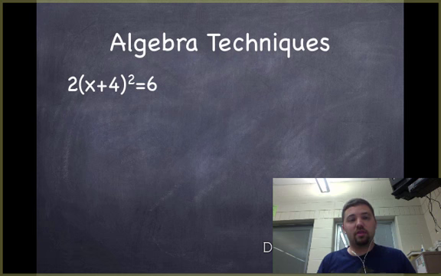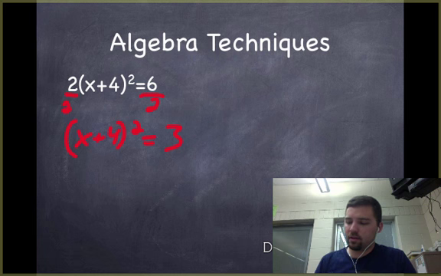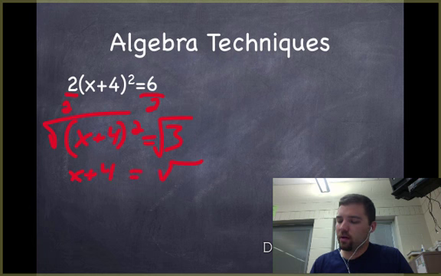The first thing we want to do is get the quadratic piece by itself. So I'm going to divide by 2, and I'll get x plus 4 squared equals 3. Okay, and so then I'll take the square root of both sides. Okay, so x plus 4 equals the square root of 3. Excuse me, this should be the plus or minus, right? Whenever we take the square root of a variable, so this is plus or minus, and then I'm going to subtract 4 from both sides.